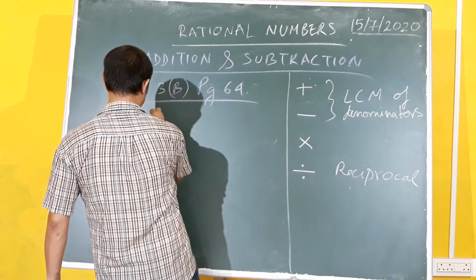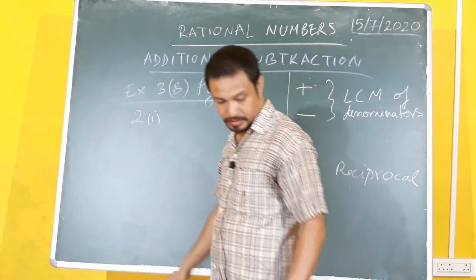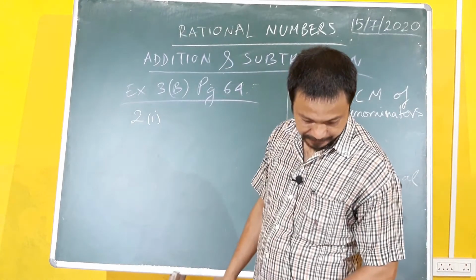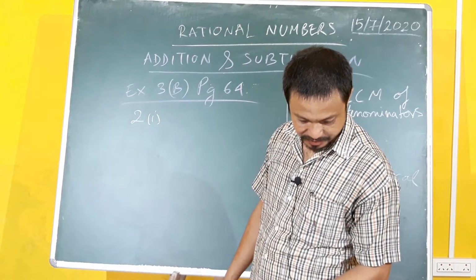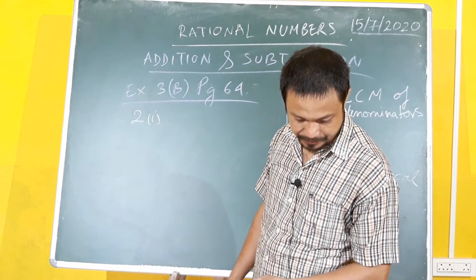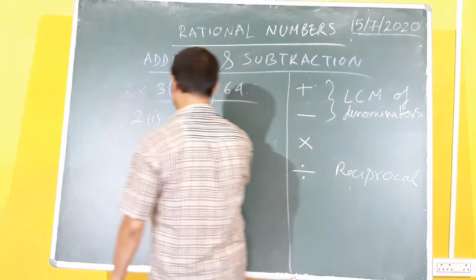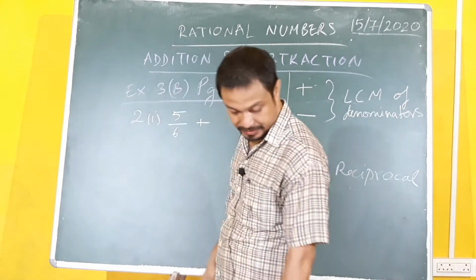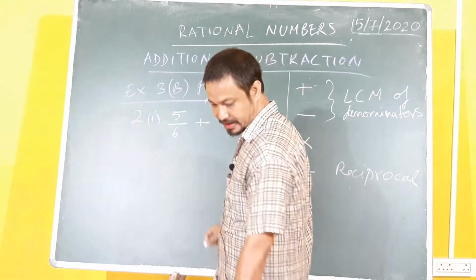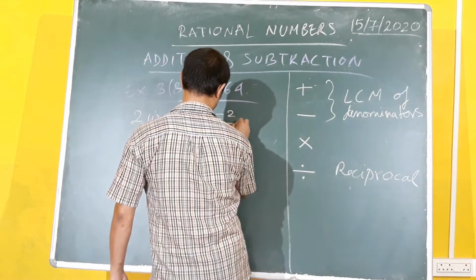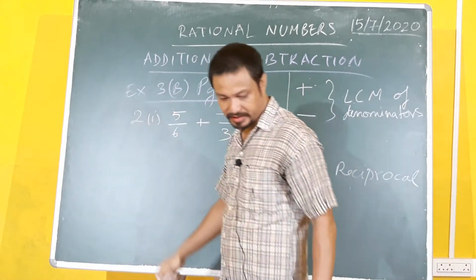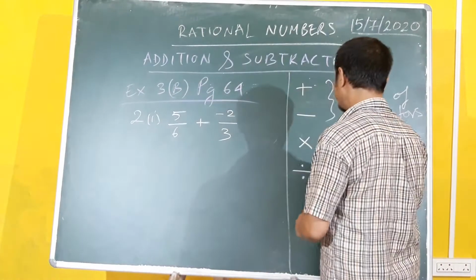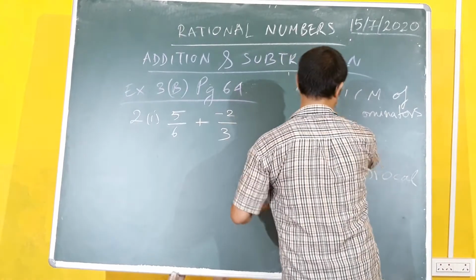Number 2, subsection 1. You need to add this. The question heading is the same. 5 upon 6, and it says add 5 upon 6 and minus 2 upon 3. Okay. Now, I told you about LCM. It's a very simple sum, 3 and 6.